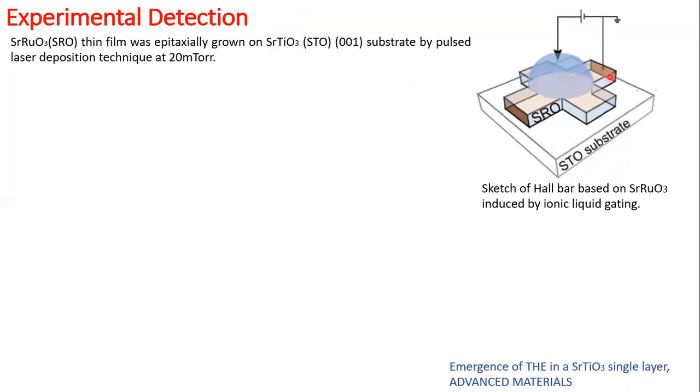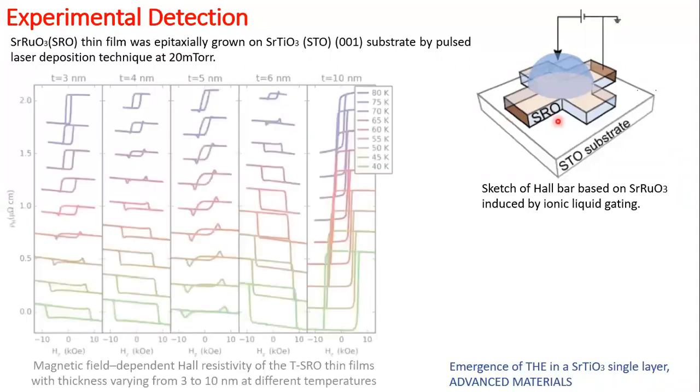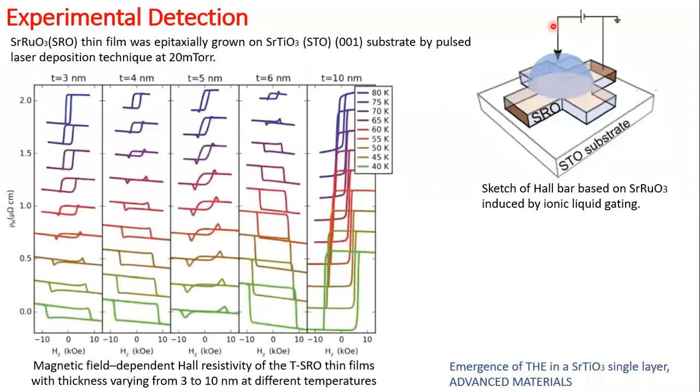So a magnetic field is applied along the thin film, and you can see the results. The y-axis corresponds to the resistivity, and the x-axis to the magnetic field, and each column corresponds to a different thickness of the SRO film.